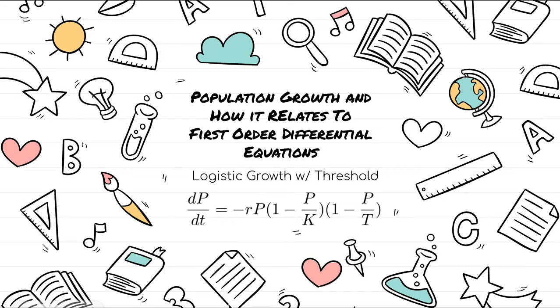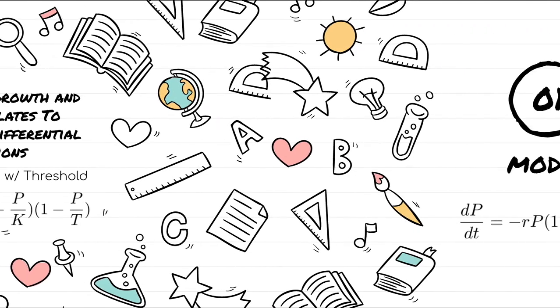Today we're going to continue our series on population growth and how it relates to first order differential equations. This time we're going to extend what we worked with last time, logistic growth, but this time we're going to work with a threshold. Alrighty, let's get right into it.